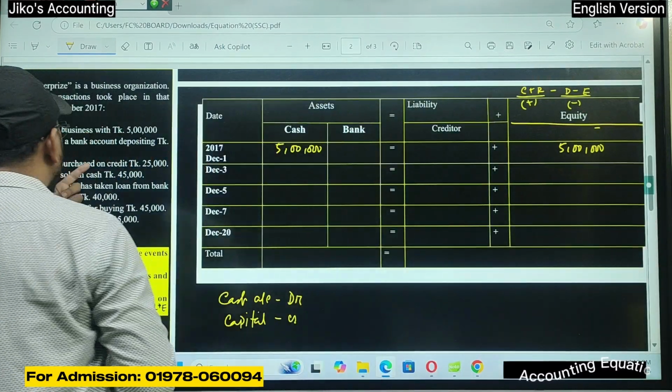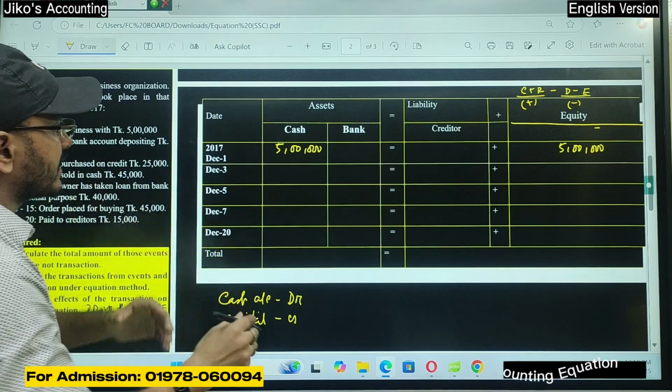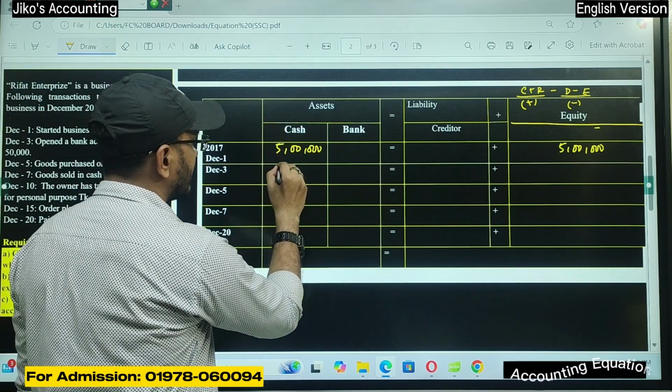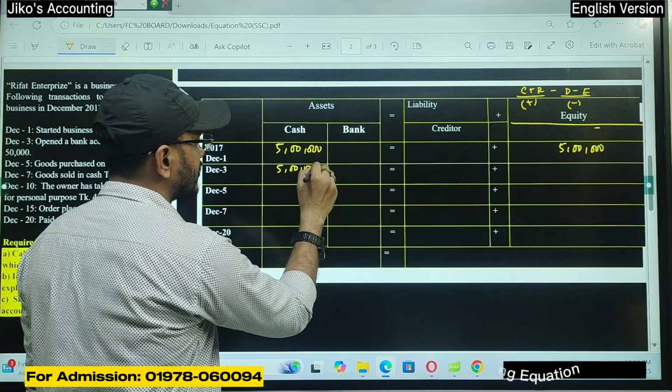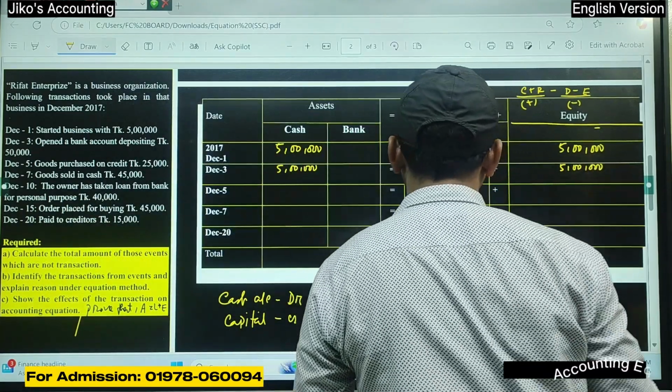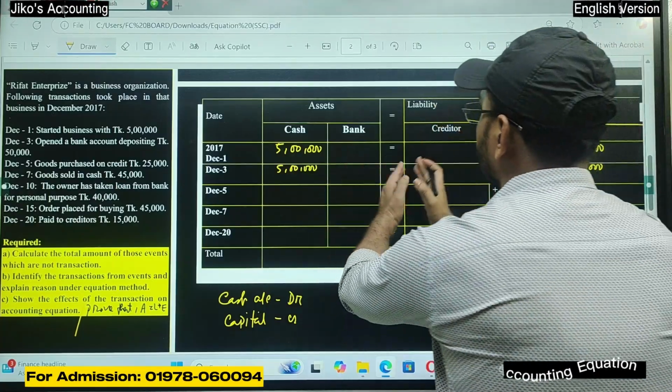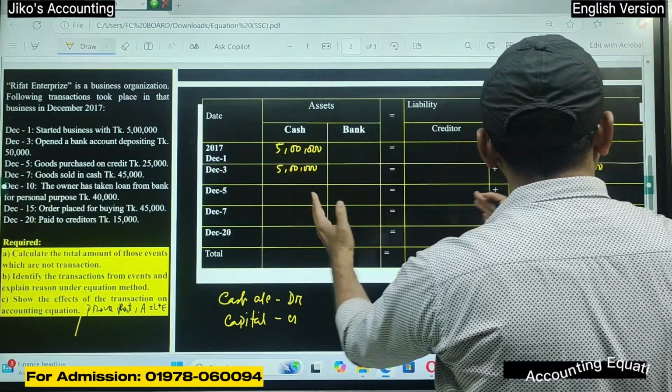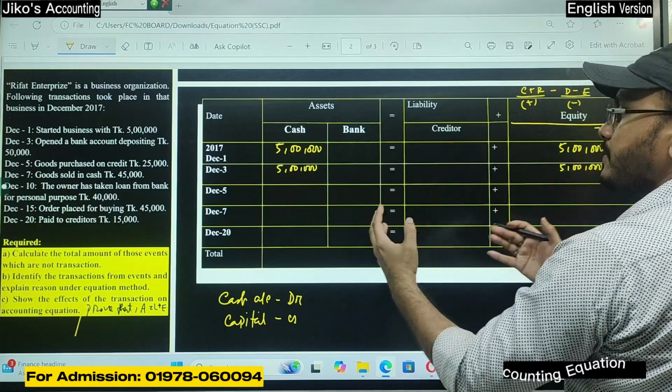What is December 3? Open a bank account, deposited bank. But before that, you have to do a balancing here. Whatever is written here, you should write down. It's a very easy way to ensure your math is right. You can see both balance. Before equal 5 lakh and after equal 5 lakh. That means my math is okay.